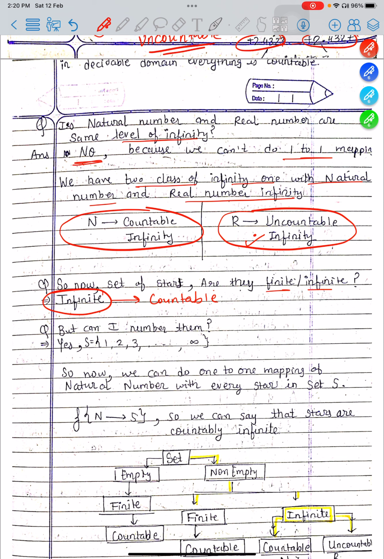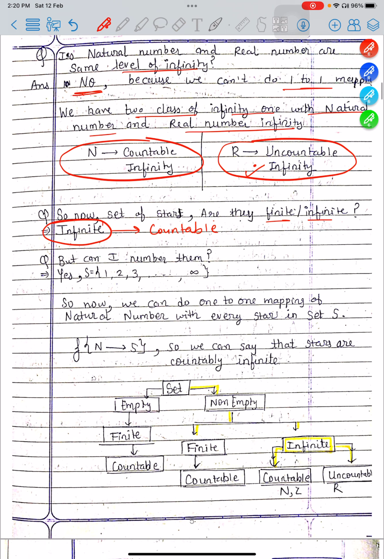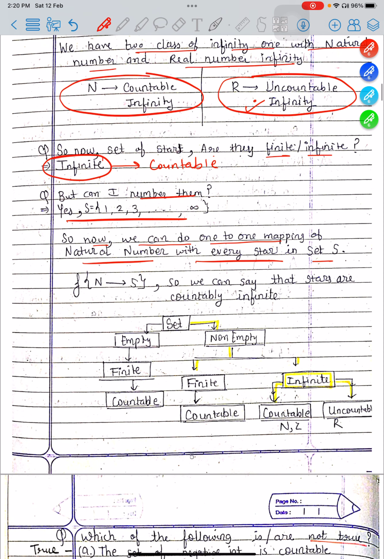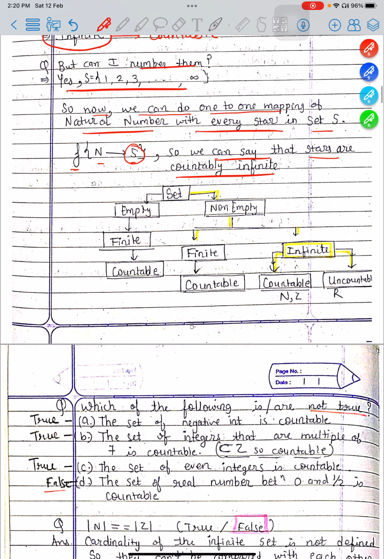But can I number them? Yes. So now we can do a one-to-one mapping of natural numbers with every star in the set. This is a function from N to S, where S is the stars here. So we can say that the stars are countably infinite.